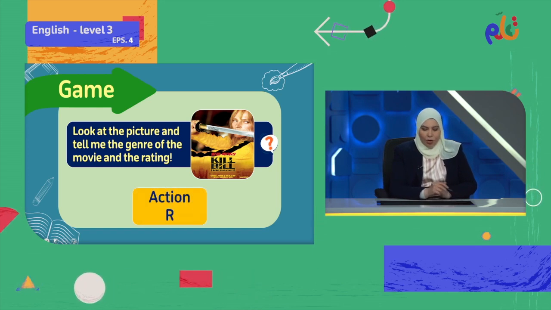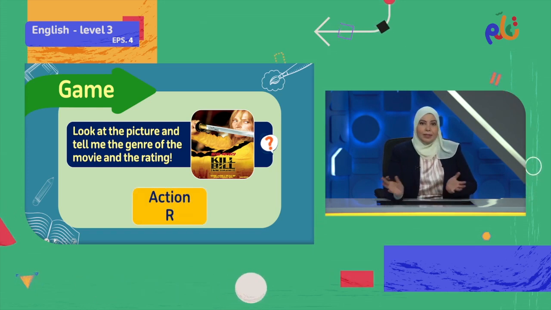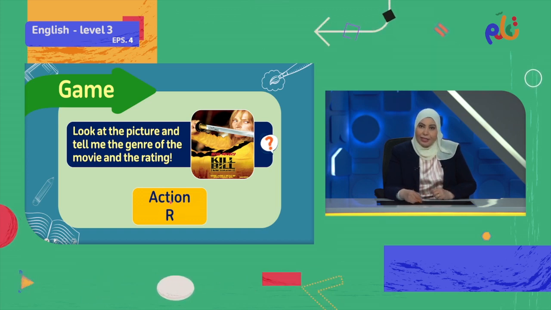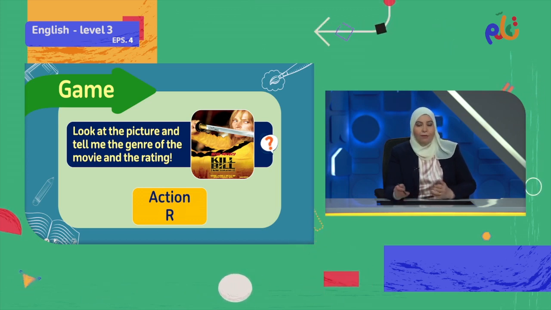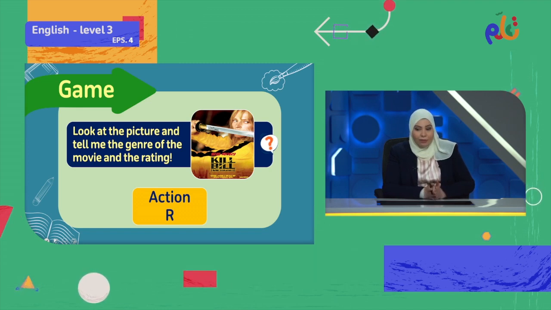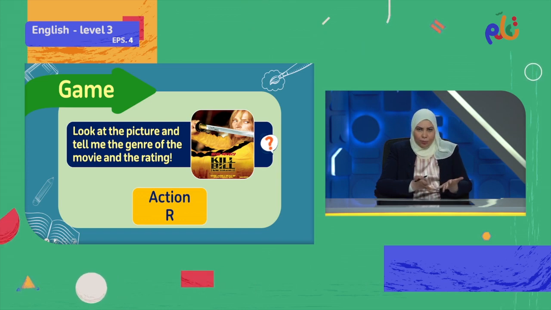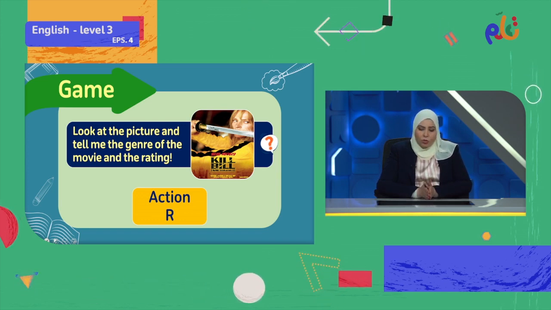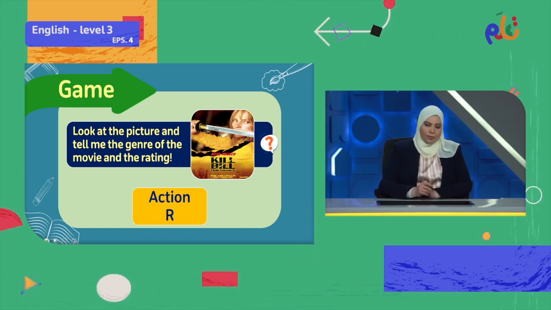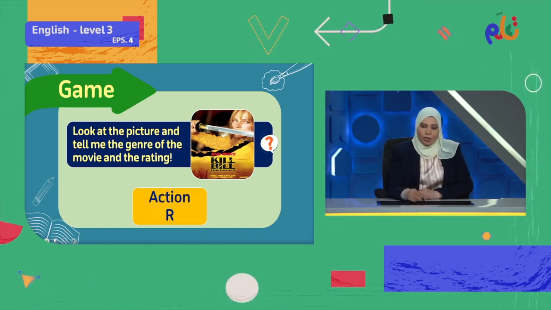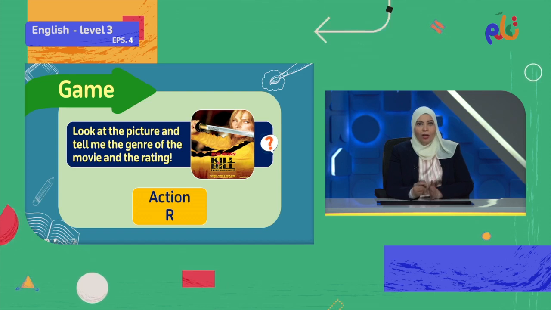Okay, so the type of film is, yes, from the poster it's action, and the rating is R because we have lots of violence. في عنف كتير في الفيلم, and it's clear from the poster that people will be fighting and there will be blood and stuff like this. So that's why it's R. So we call it an R-rated film. So this is an action R-rated film.